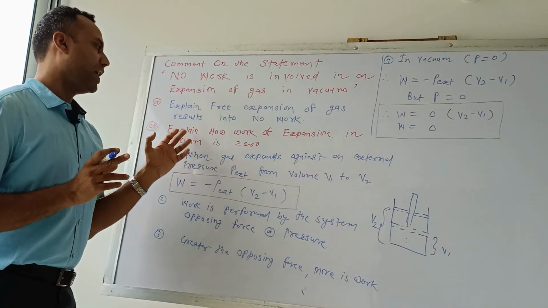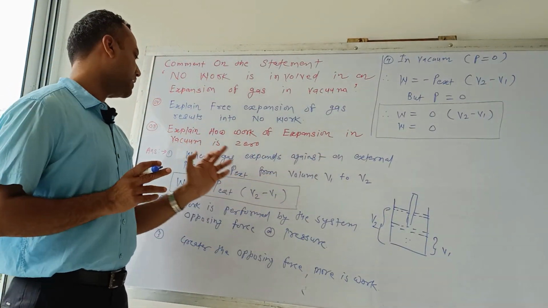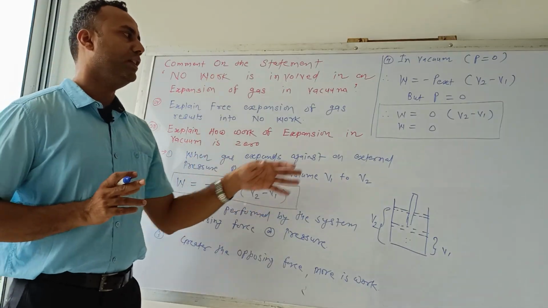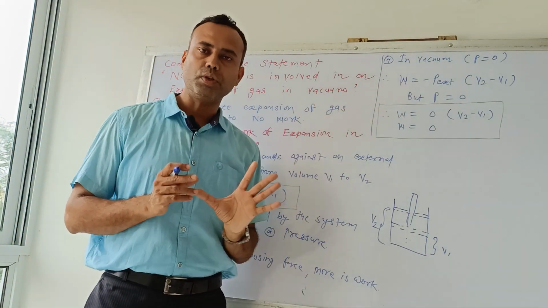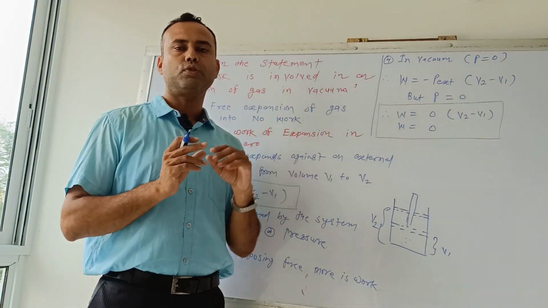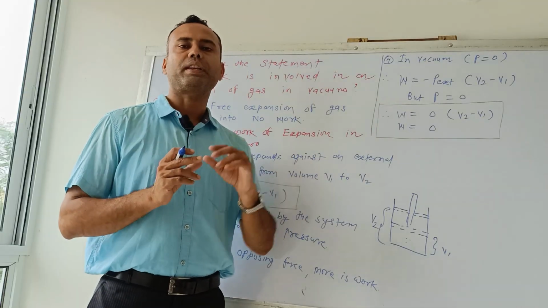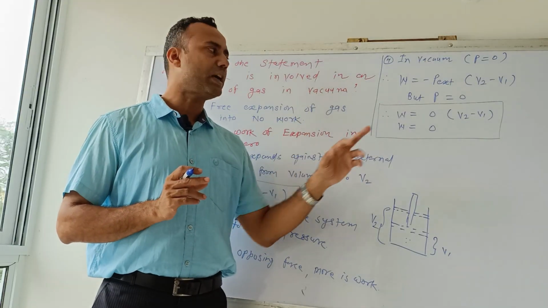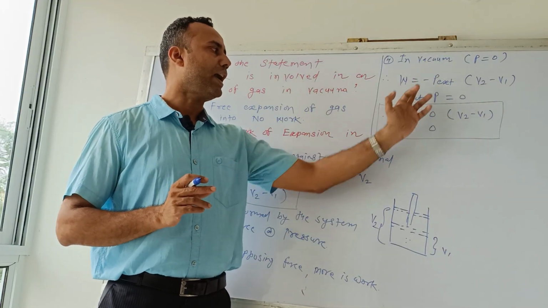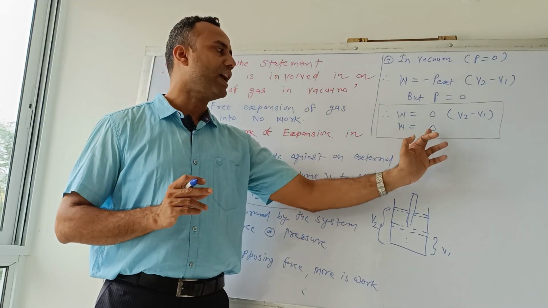And the third question: explain how work of expansion in vacuum is 0. In vacuum, pressure is equal to 0. And we know the formula W is equal to minus P external (V2 minus V1). So pressure is 0, that's why this quantity becomes 0, and 0 into any quantity, the answer will be 0.